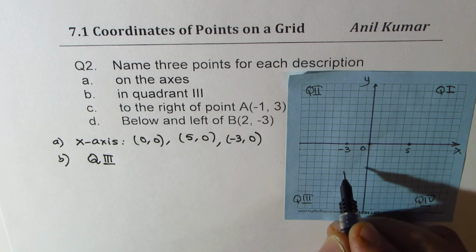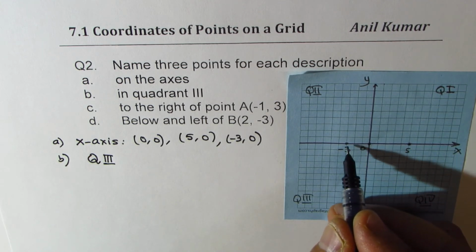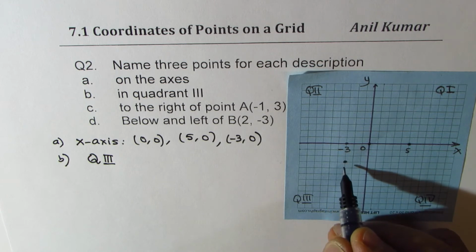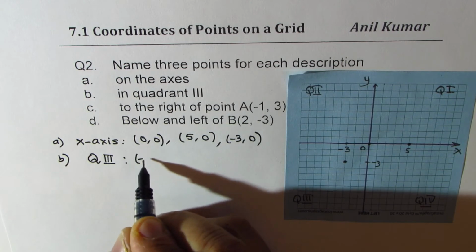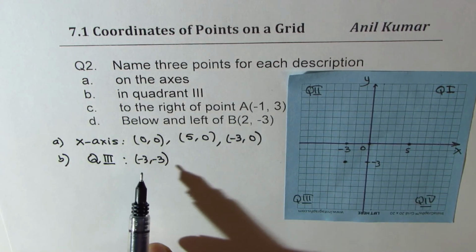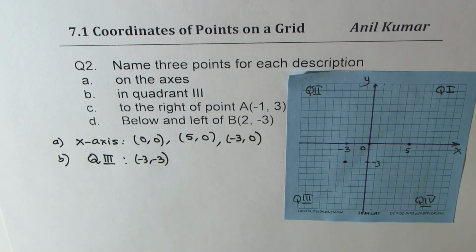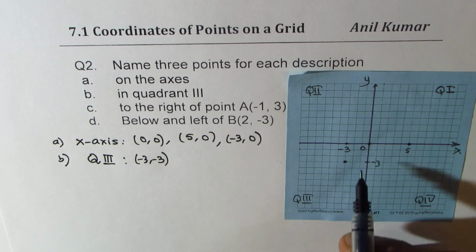So let's take a point, let's say for example here. Now this point is 3 units left of y-axis and 3 units down. So minus 3, minus 3. So here we get minus 3, minus 3. In quadrant 3, both x and y values will be negative. Correct? Do not take any point on the axis, right?